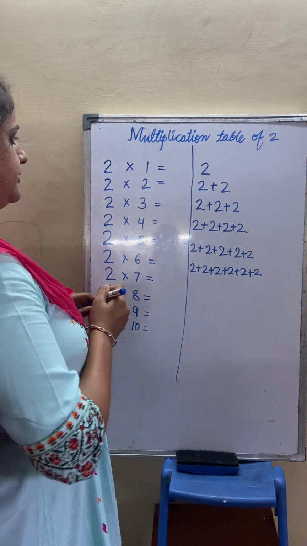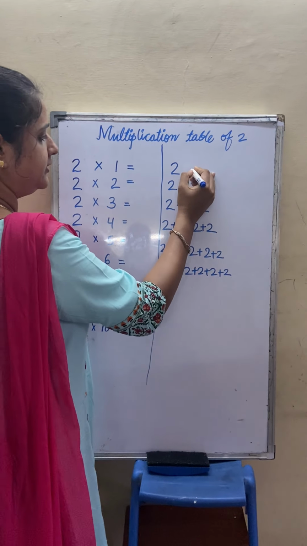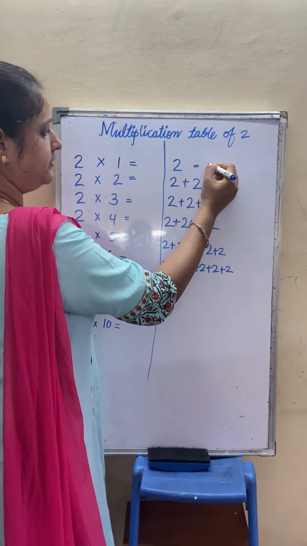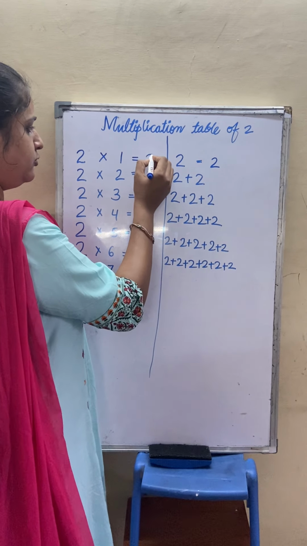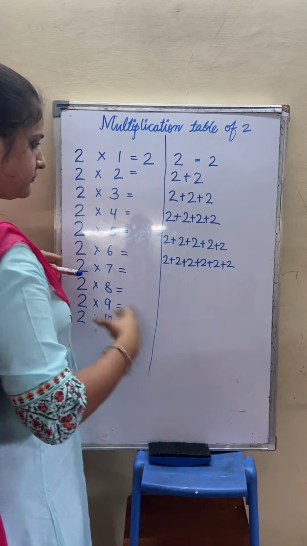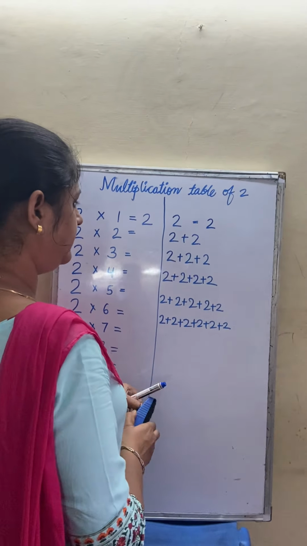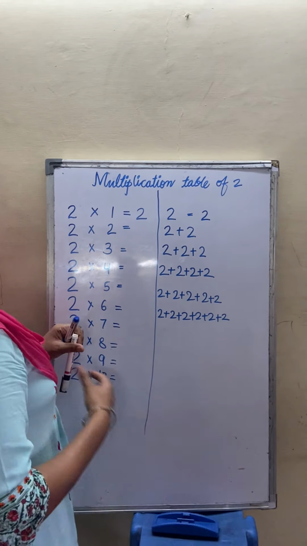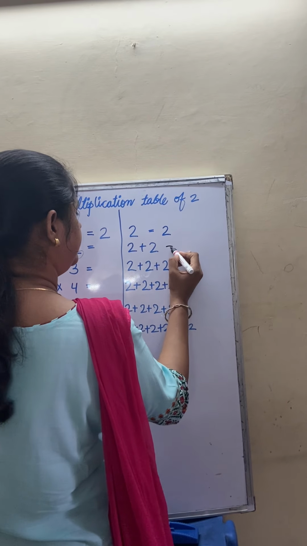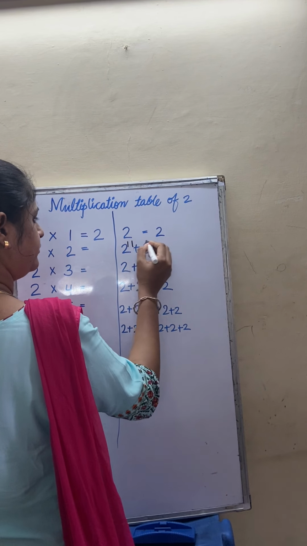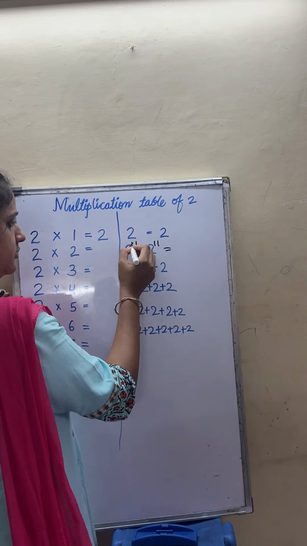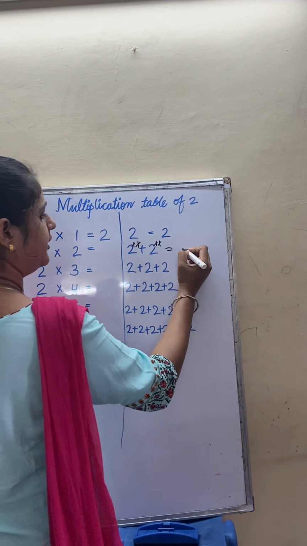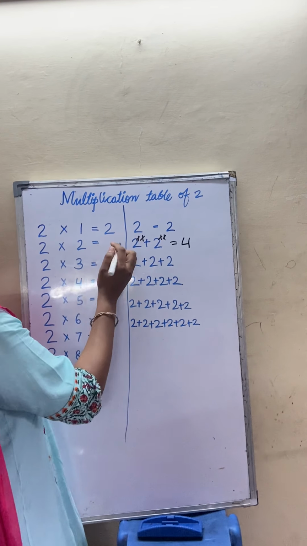Now what will be the answers? 2, there is nothing to add, so the number will be the same and the result will be 2. Okay, here is 2 plus 2, so the addition will be 1, 2, 1, 2, 1, 2, 3, 4. The result is 4, so 2 ones are 2, and 2 twos are 4.